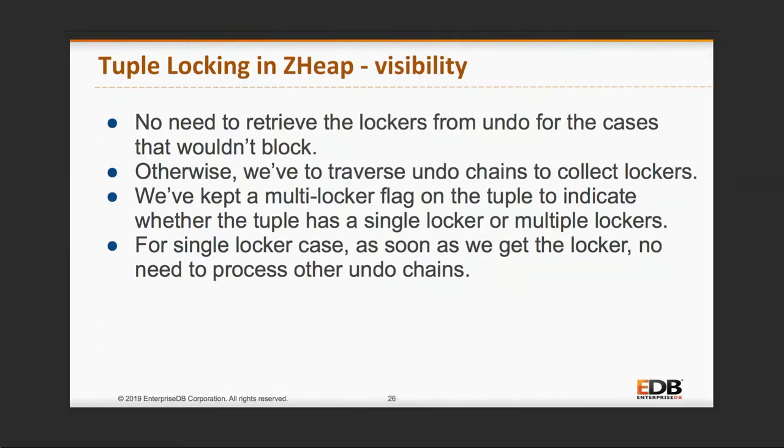Now, for visibility purposes, we don't need to retrieve the lockers for the cases that wouldn't block, right? For example, heap satisfies MVCC, where you just want to see whether the tuple is visible or not. For that case, you don't need the lockers' transaction information. You just need the latest inserter, updater, or deleter transaction. Otherwise, we have to traverse the undo chain to collect the lockers, as I mentioned previously.